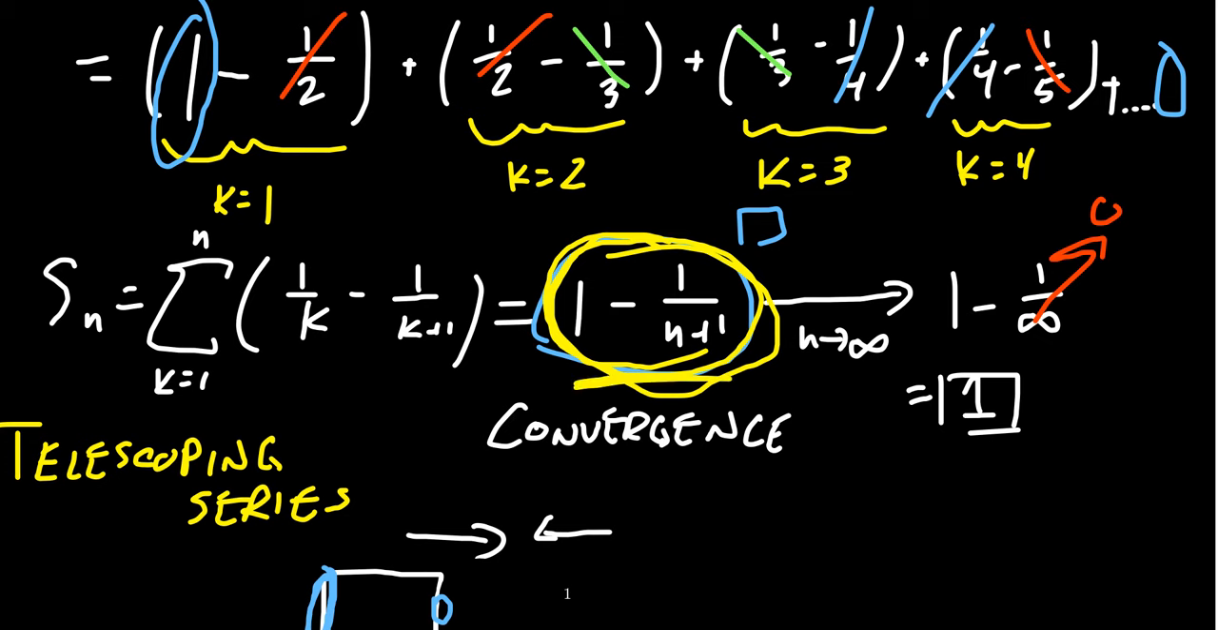And you'll see with that perspective, you won't get the wrong convergence, because what happens when you have a divergent telescoping series, you might come to believe that it's convergent when in all reality it's divergent. So watch out for that.